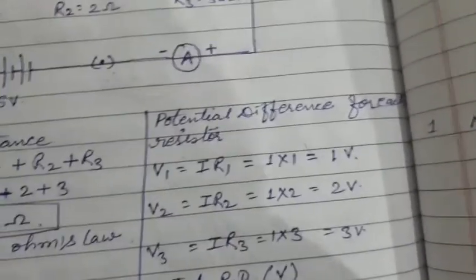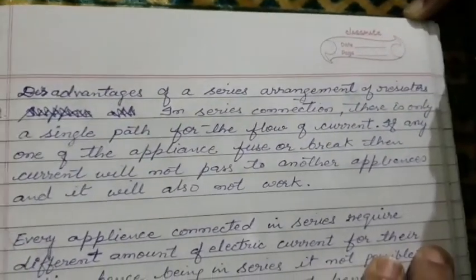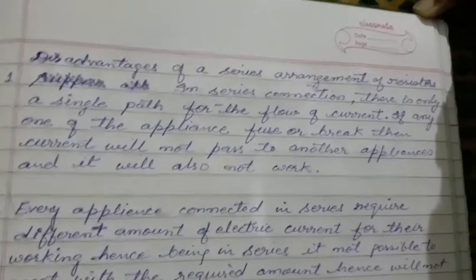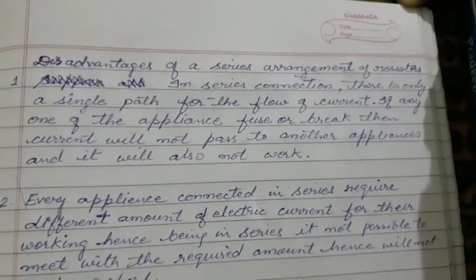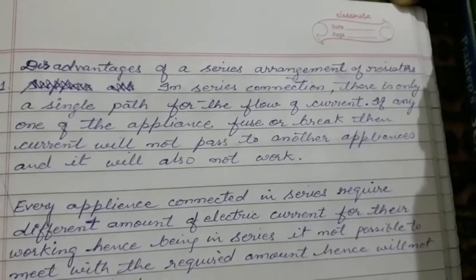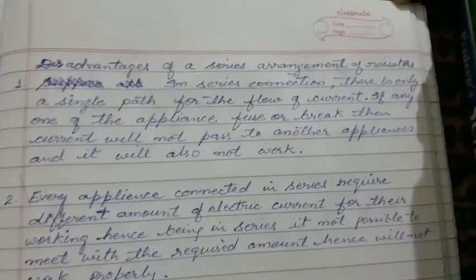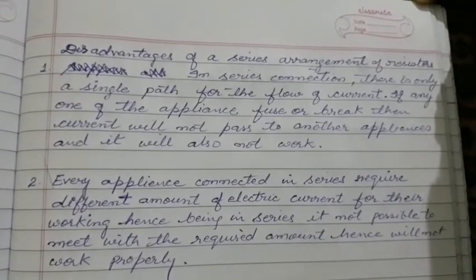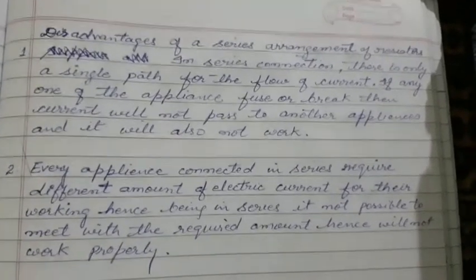Now along with this, I would like to discuss with you what the disadvantages of series combination are. In series connection, there is only a single path for the flow of current, as I told you. But if any of the appliances fuse or break, the current will not pass to another appliance, and hence it will also not work. So practically, this series combination is not allowed in domestic circuits.